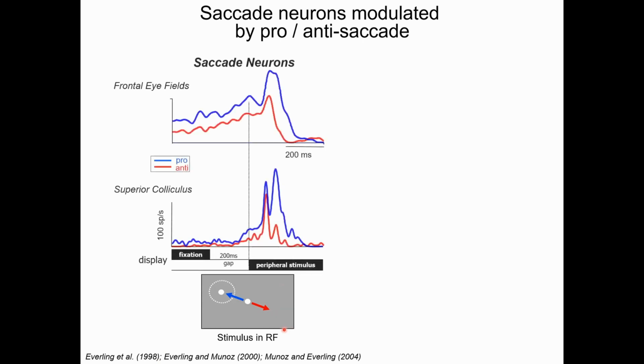Okay, so how does the monkey do this on the anti-saccade trial? Well, we trained monkeys to do this. We trained them for 6 months, and finally they successfully learned how to make anti-saccades. So what changed in the brain?